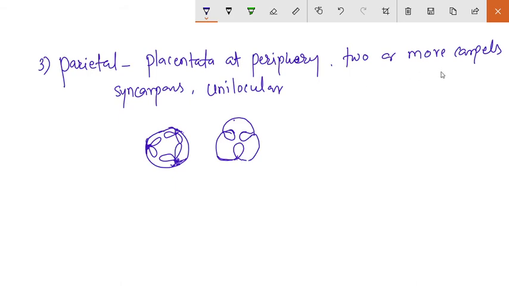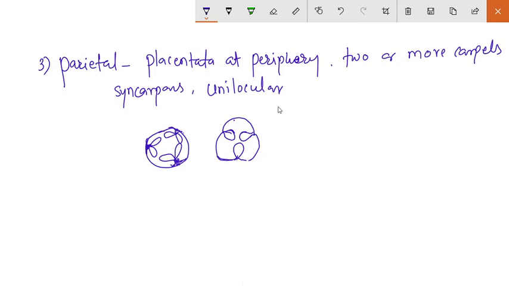So they are made by the fusion of 2 or more carpels. They are syncarpous and unilocular. And due to unilocular condition, all the ovules they are present in the one central locule. ओके. एकच मोठं लार्ज लॉक्यूल आहे ज्याच्यामध्ये सगळे ओव्हल्स अरेंज झालेले. ओके. सो इट इज द parietal placentation.